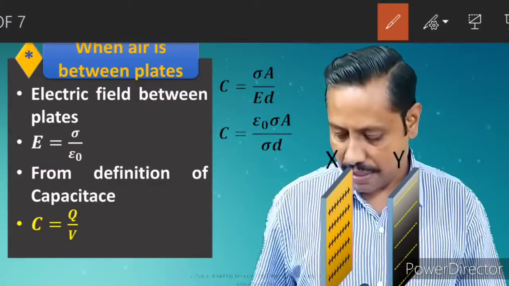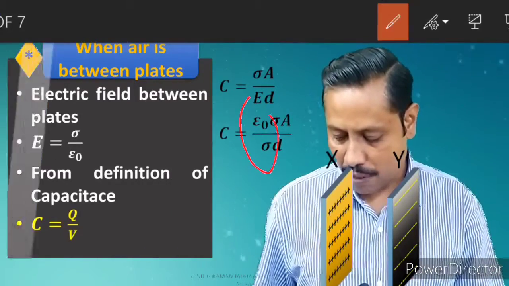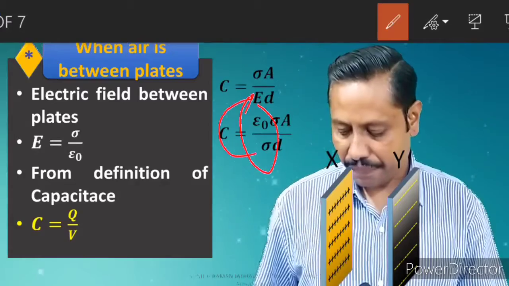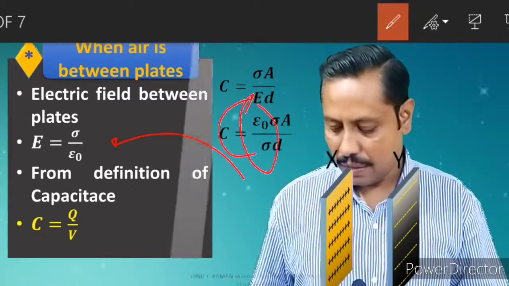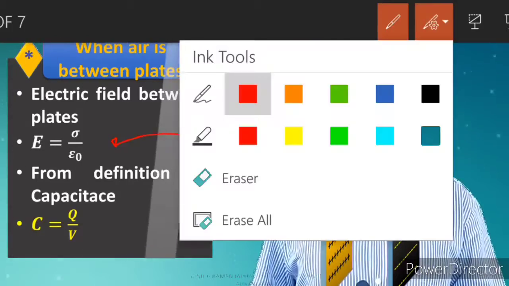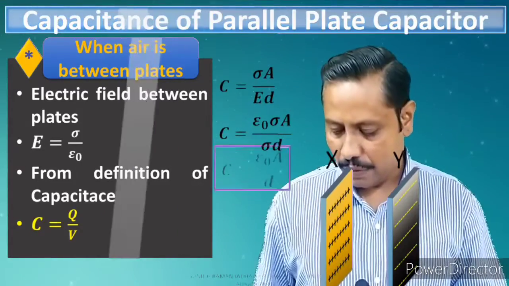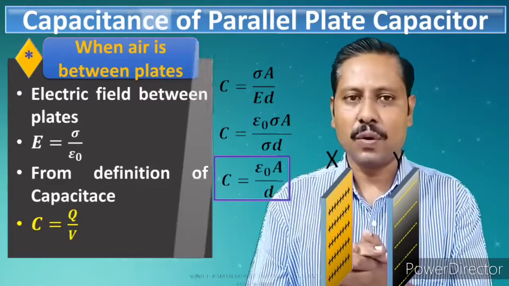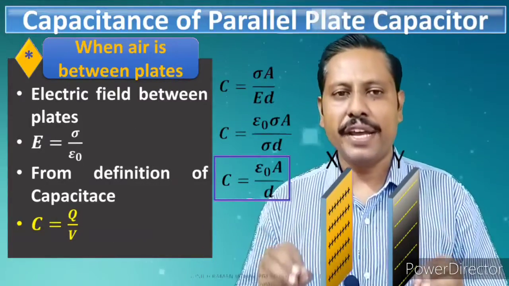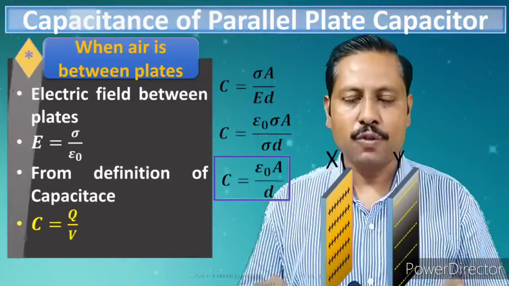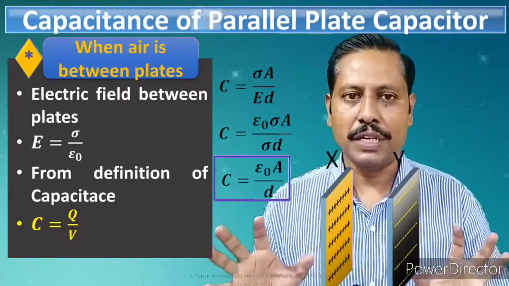Try to see here how it is coming now. This sigma upon epsilon 0 is nothing but E from this relation. Okay, so if I replace that value here, then we will get that equation here. And further if I simplify it, we will have C equal to epsilon 0 A upon D. So this is the capacitance when air or say vacuum is present between the two plates.